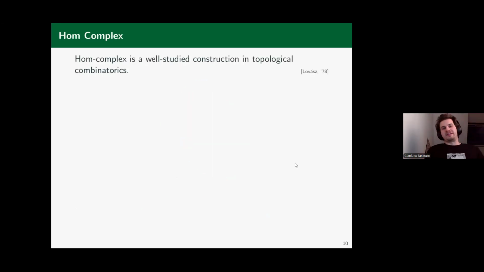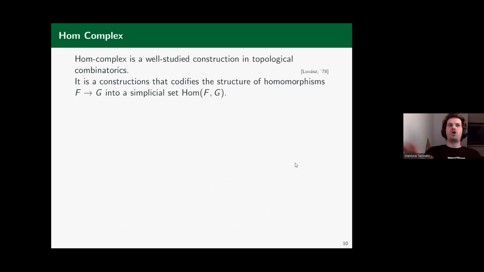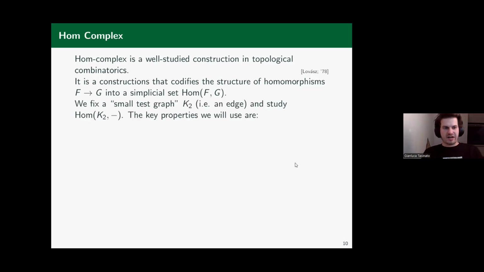Okay. How does this relate to graphs? Well, it relates through what is called the Hom complex construction. The Hom complex is a well-studied construction in topological combinatorics. And what does it do? If I have two graphs F and G, it codifies the structure of the homomorphisms from F to G into a simplicial set that we call Hom FG. How do we use it? Well, we fix some small test graph, in particular the smallest of them all, that is the edge, and we study how the Hom complex K2 behaves.